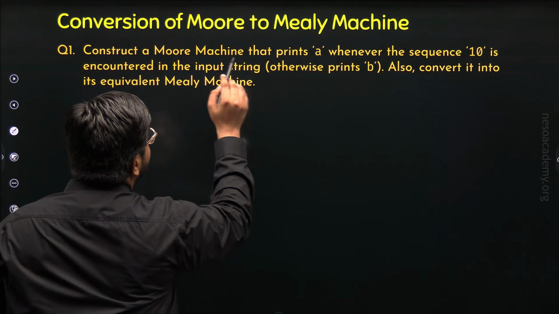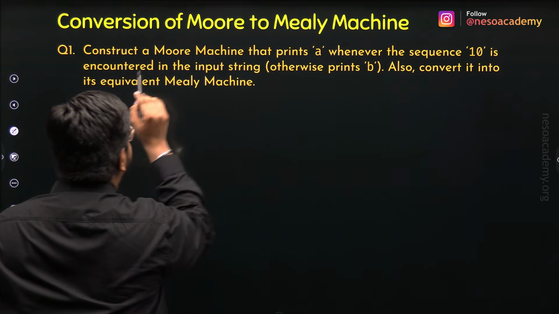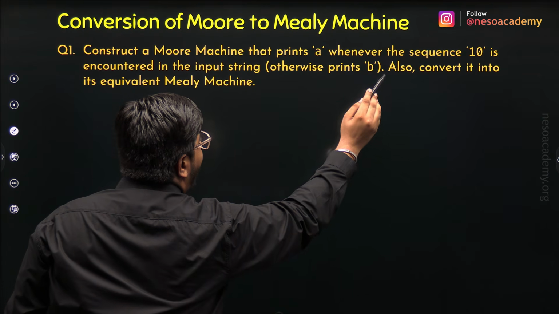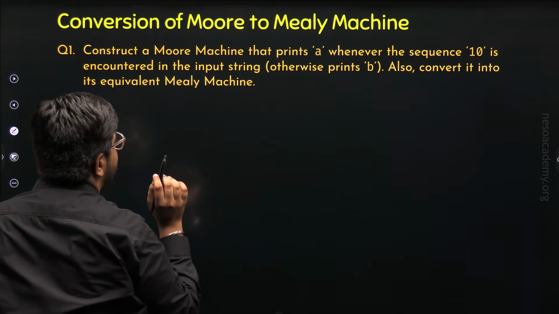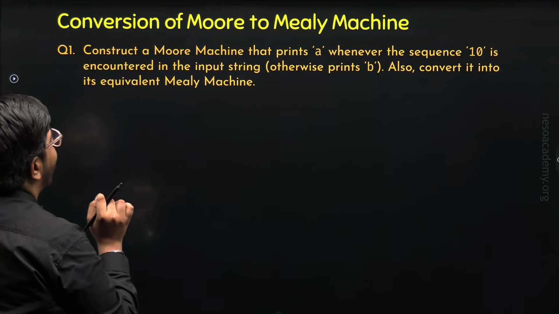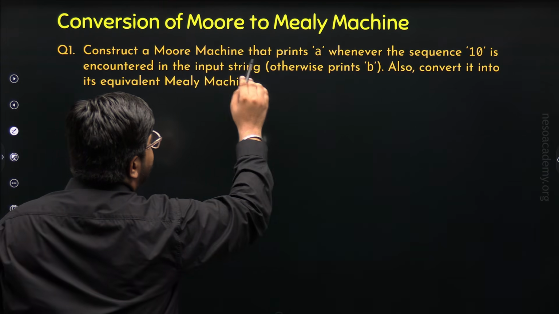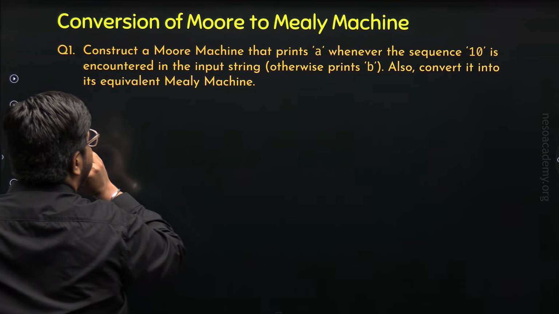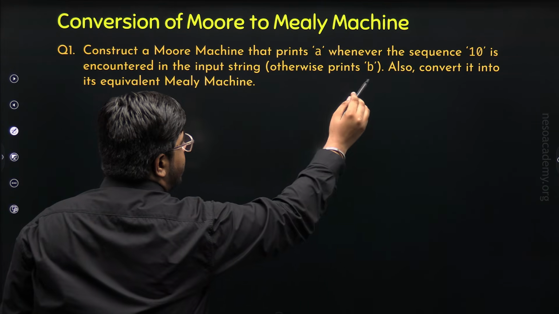Construct a Moore machine that prints A whenever the sequence 10 is encountered in the input string. Otherwise prints B. Also convert it into its equivalent Mealy machine. So this question is divided into two parts. In the first part of the question, we are required to construct a Moore machine that will generate the output symbol A whenever the sequence 10 is encountered in the input string. Otherwise, it will generate the output symbol B.